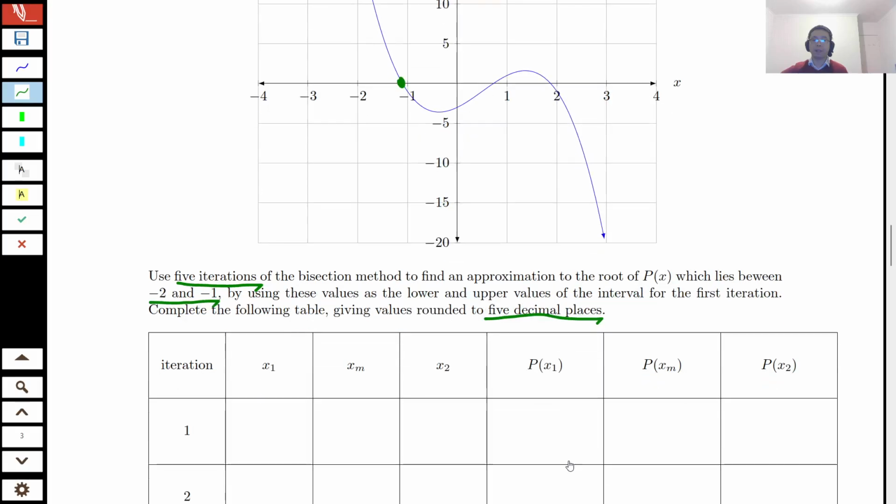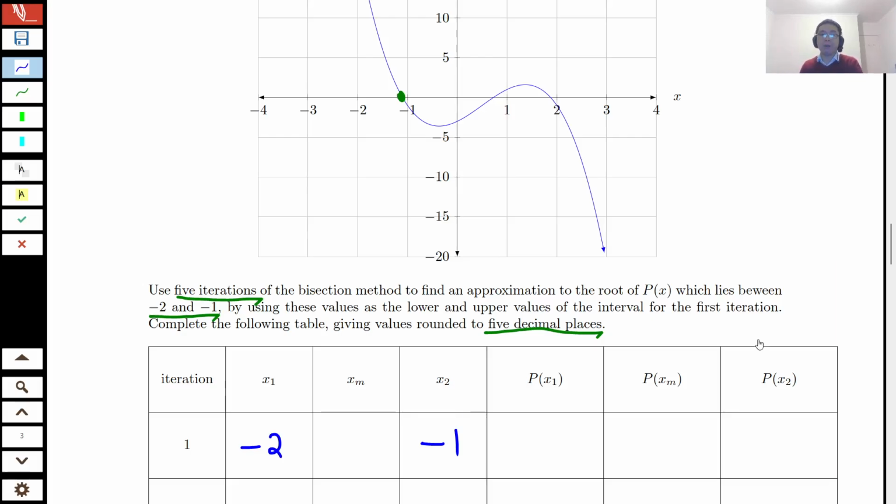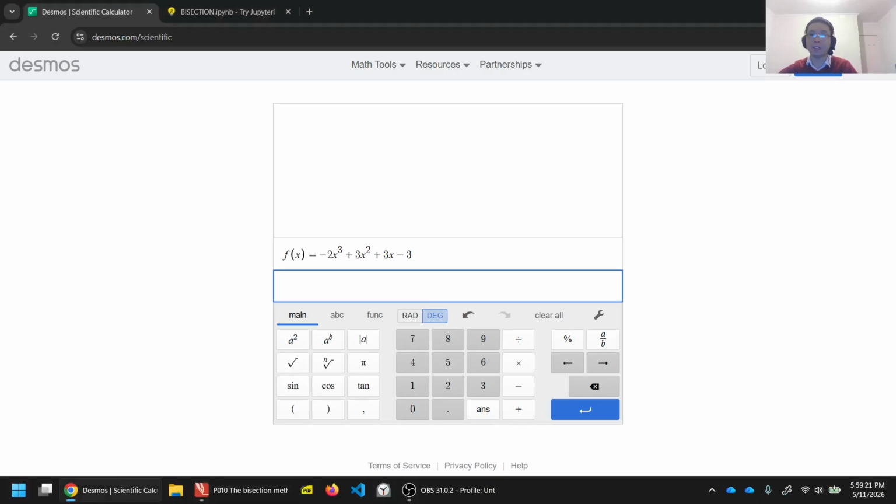So you'll notice that we've got a table here. And in past test papers, you'll notice that the table's been given to you to help you carry out this calculation. So right now we don't know whether the function p of x changes sign over the lower half or the upper half of the interval. So to decide that, we actually need to evaluate p at all 3 of these values. So I'm just going to use a calculator to do this.